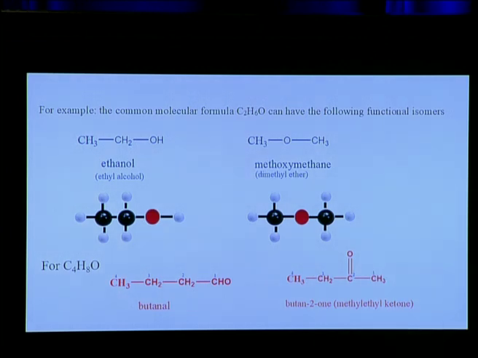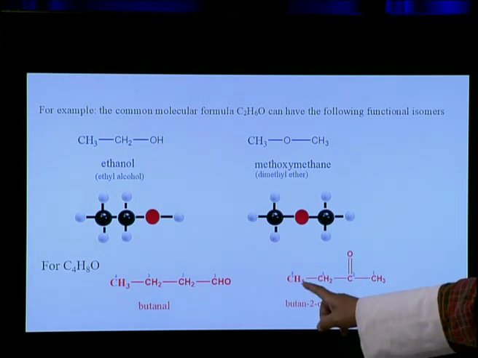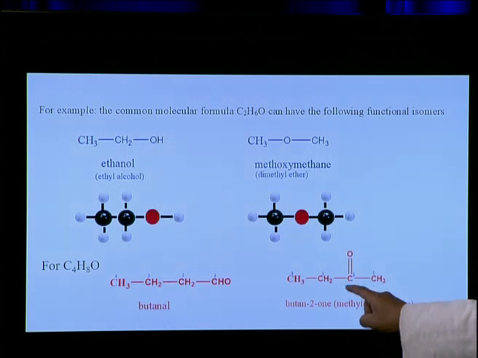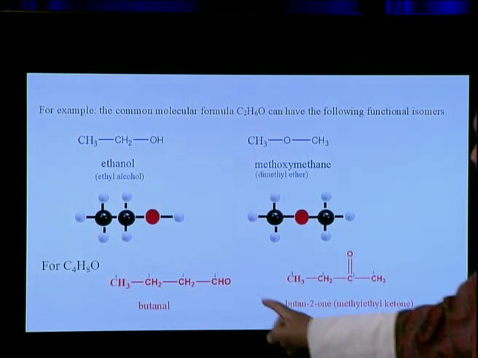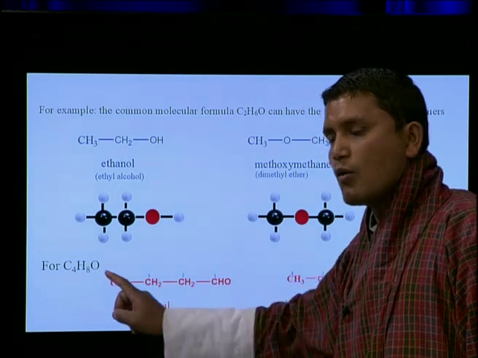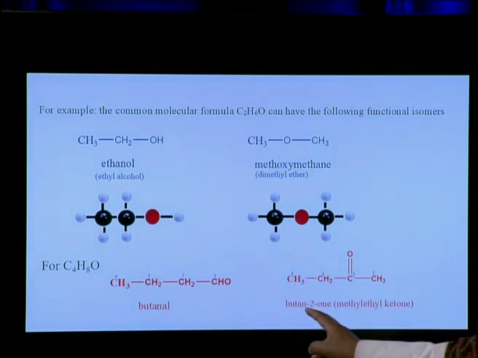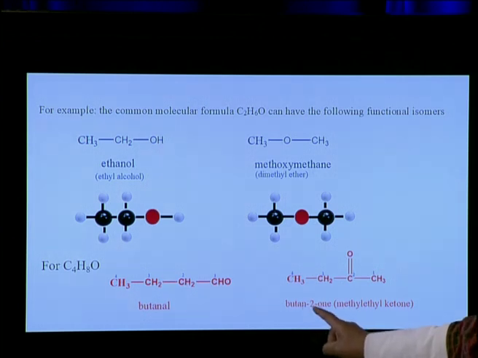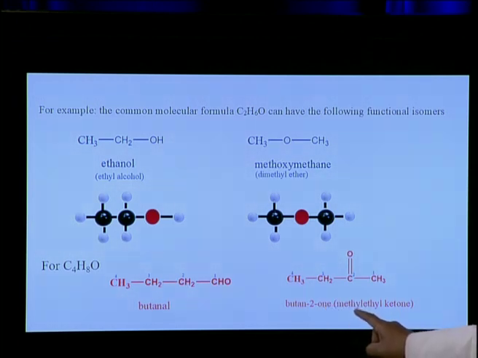From the same molecular formula, we can also have another class of compound, which is a ketone. For the ketone, we can draw the structure CH3CH2C=OCH3. This is the functional group for ketone and this is the functional group for aldehyde. So, from the same molecular formula C4H8O, we can have 2 classes of compounds which are entirely different. One is an aldehyde, the other is a ketone. So, it is butan-2-one, where 'one' signifies a ketone, or in common name we can call it methyl ethyl ketone.